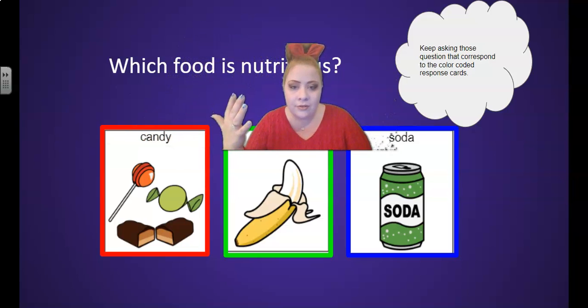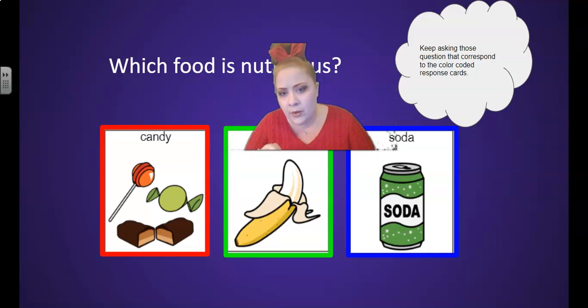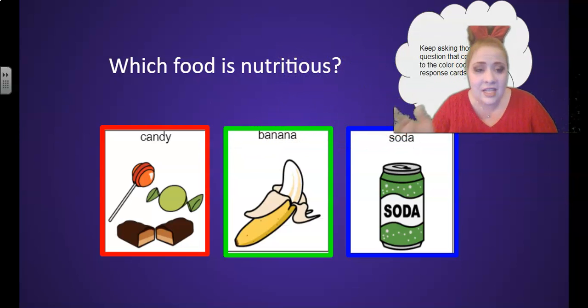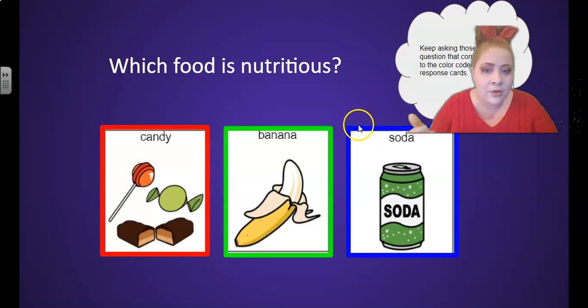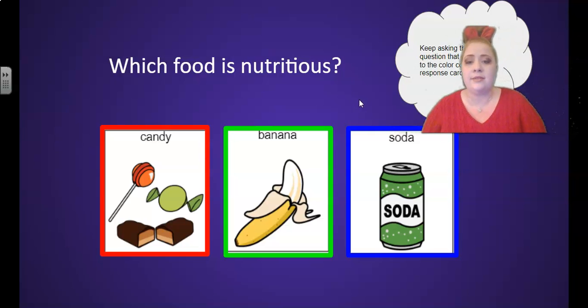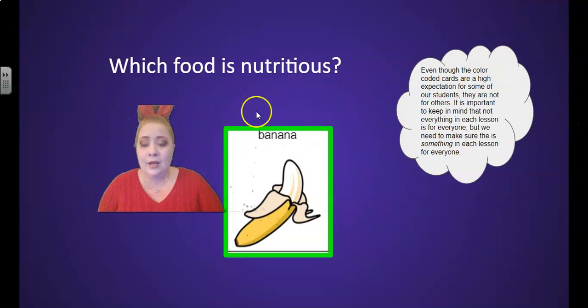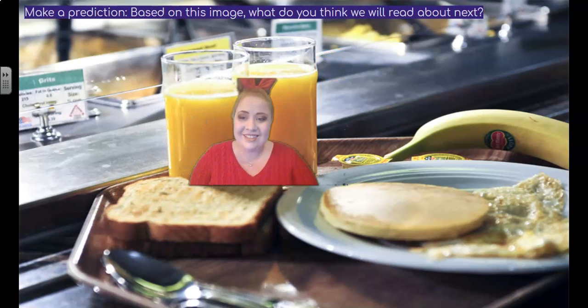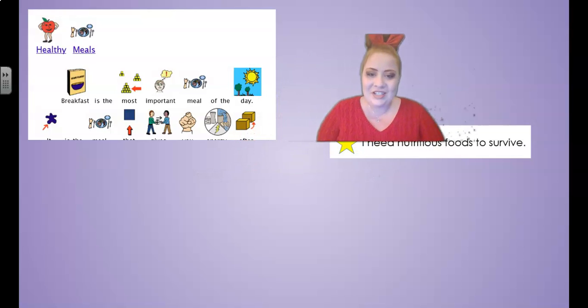Some of your higher level thinkers are going to be able to do that, but your thinkers who are not quite on this level aren't going to be distracted by these colors, hopefully. So you can take them out if you don't want to use them, but I'm going to use them to try and engage my learners who can use that color coded system to give responses. I hope you guessed banana. All right, more making predictions.